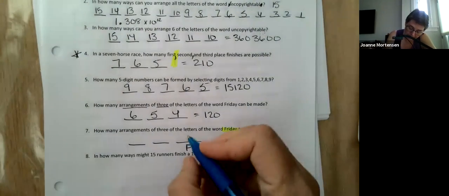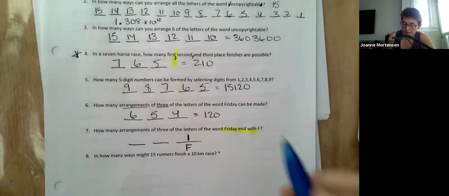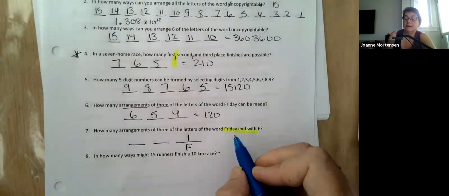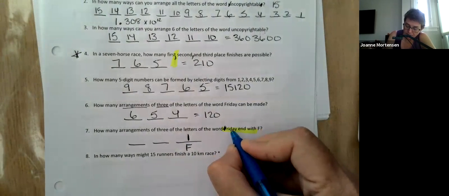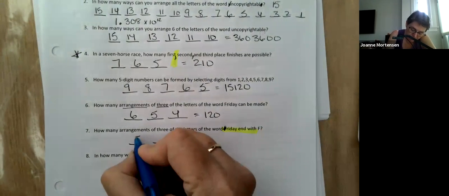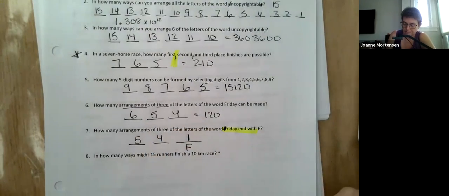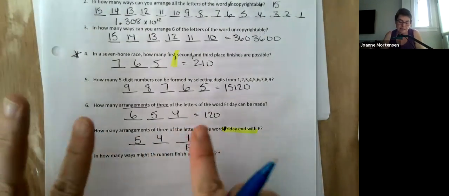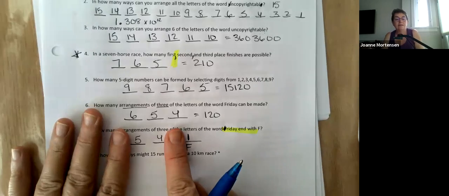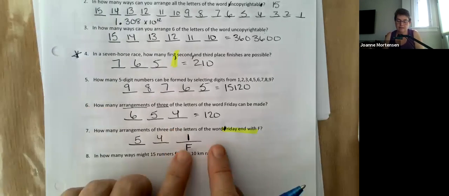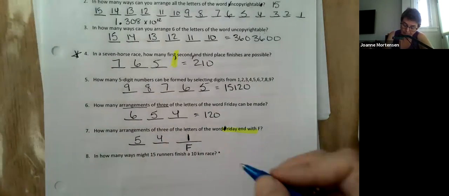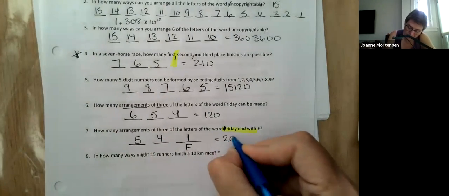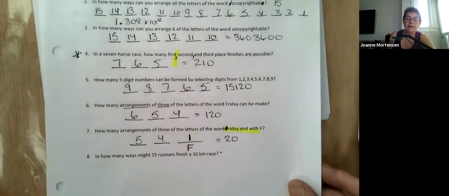There's only 1 F in Friday. And then you can use the rest of the letters. So if this is gone, then you've got 1, 2, 3, 4, 5 choices, and then 4 choices. So sometimes this technically is a permutation. And then when we put this all together at the end, it's a combination of the 2. That's going to give us 20. All right.